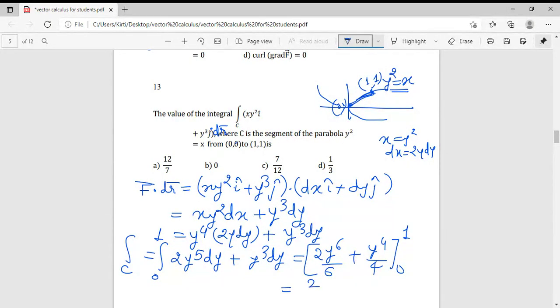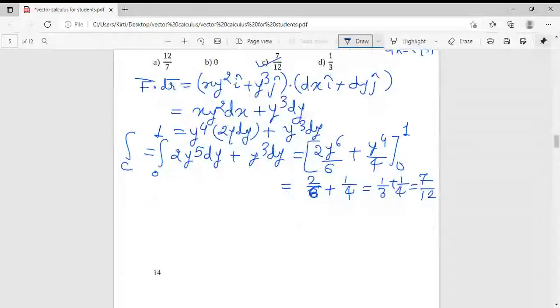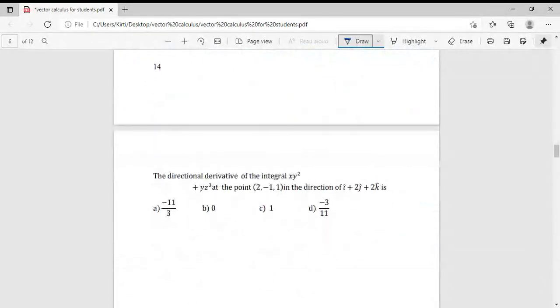So what we have is 2 by 6 plus 1 by 4. So it is just simplifying. So it is 1 by 3 plus 1 by 4. So this on simplification gives you 7 by 12. So correct answer is here, the option number C. Now let's have the next question.